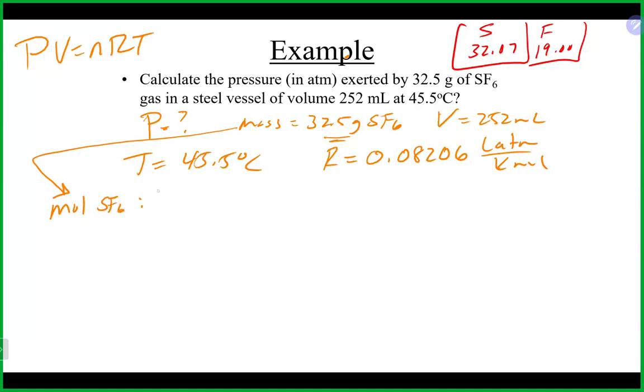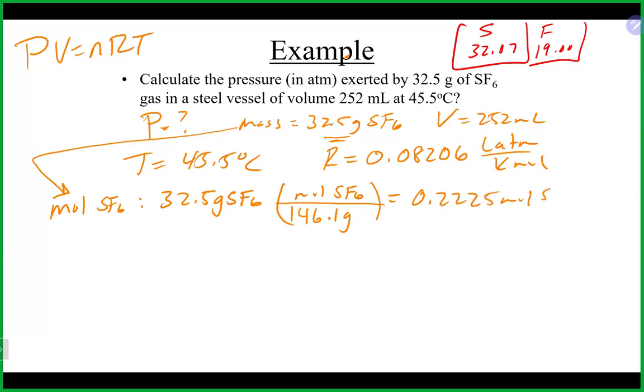That will require us to go to the periodic table and calculate the molar mass of SF6. If you do that, one sulfur plus six fluorines, you get 146.1 grams per mole of SF6. That'll get you 32.5 divided by 146.1, which gets you something like 0.2225 moles of SF6.